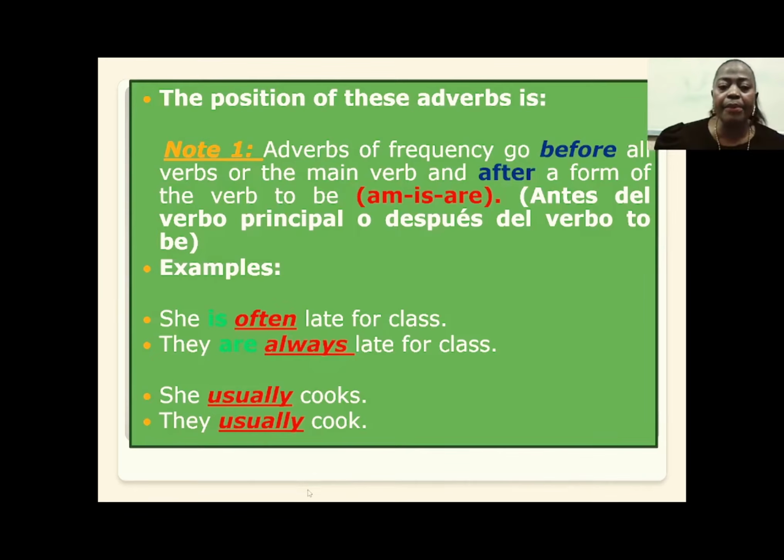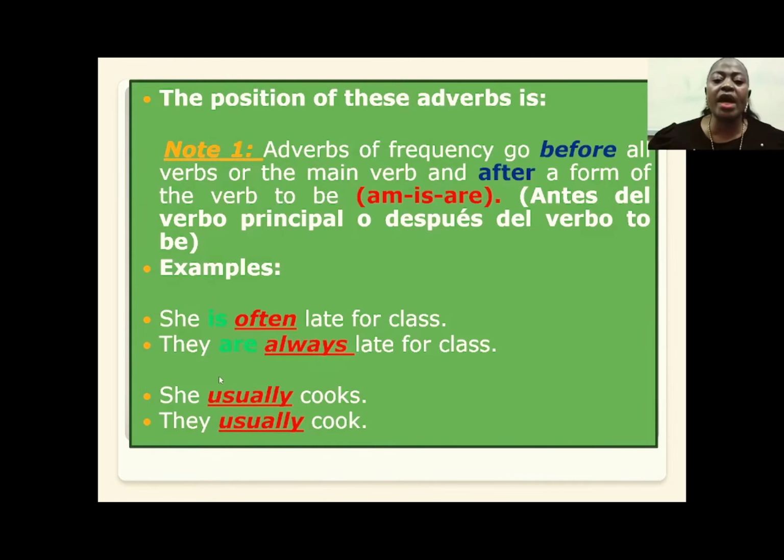For example, she is often late for class. This is verb to be. She is often late for class. They are always late for class. So you realize that adverbs of frequency come after verb to be, is and are.